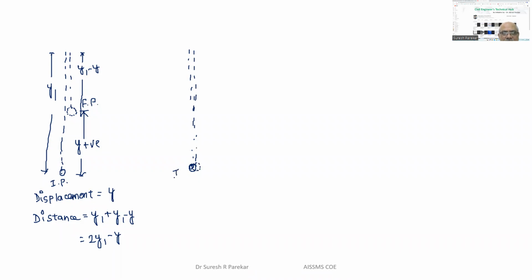So my initial position is here. My final position is here. Let us say this will be y1 distance. So initial and final distance are along the same line. What will be displacement?